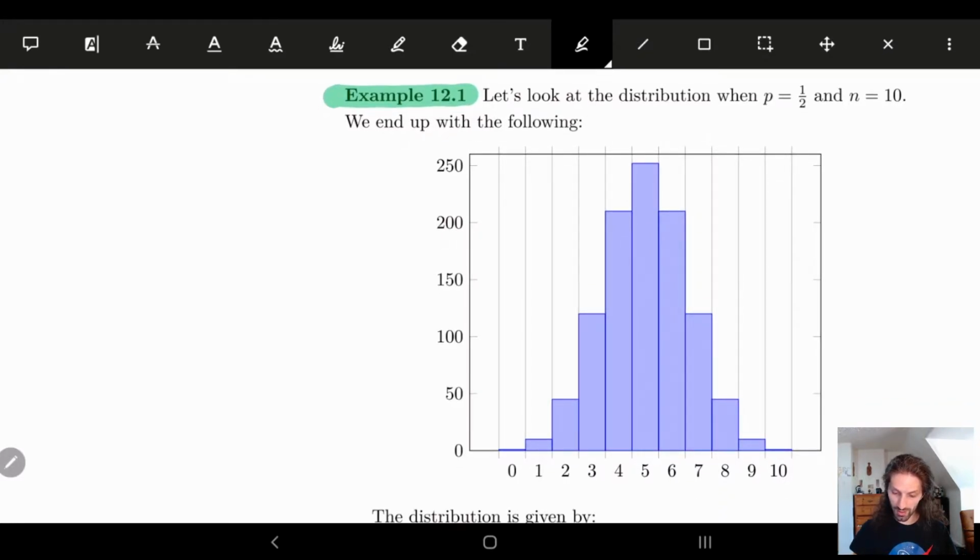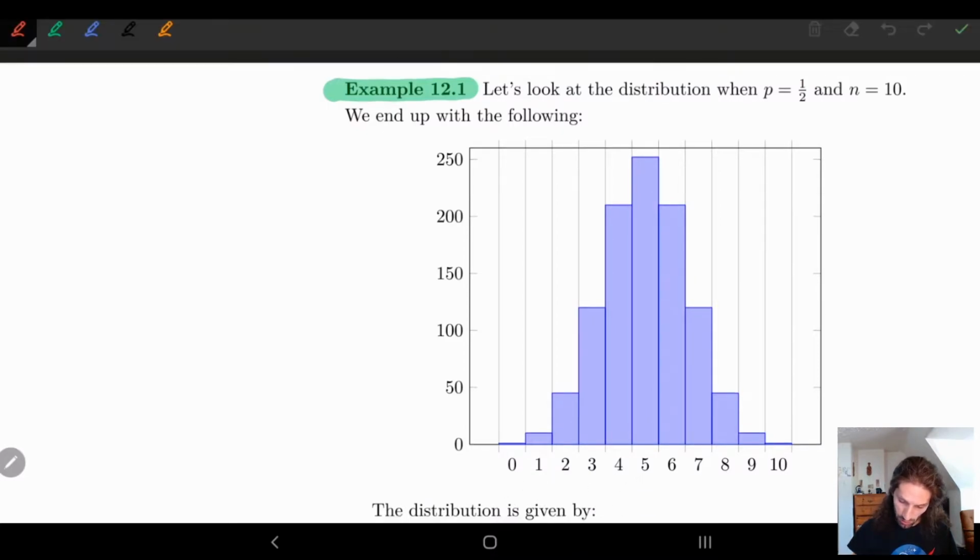So in other words, out of all the different possibilities, we have 2 to the 10 different options. Roughly, it looks like about 250 of them will have 5 heads. This is the number of heads. It looks like almost none of them will have 0 heads. About 10 will have 1 head. About 50 will have 2 heads. About 125 will have 3 heads. Around 210 will have 4 heads. And around 250 will have 5 heads.